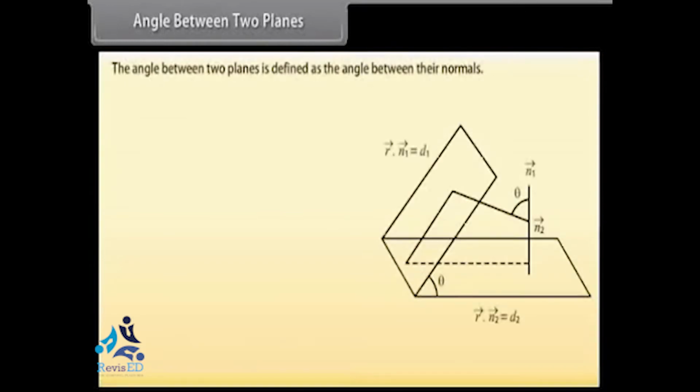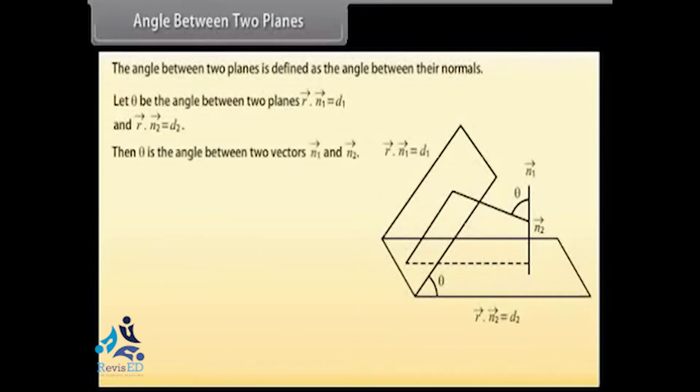Angle between two planes. The angle between two planes is defined as the angle between their normals. Let theta be the angle between two planes, dot product of vector r and vector n1 equals d1, and dot product of vector r and vector n2 equals d2. Then theta is the angle between the two vectors n1 and n2.